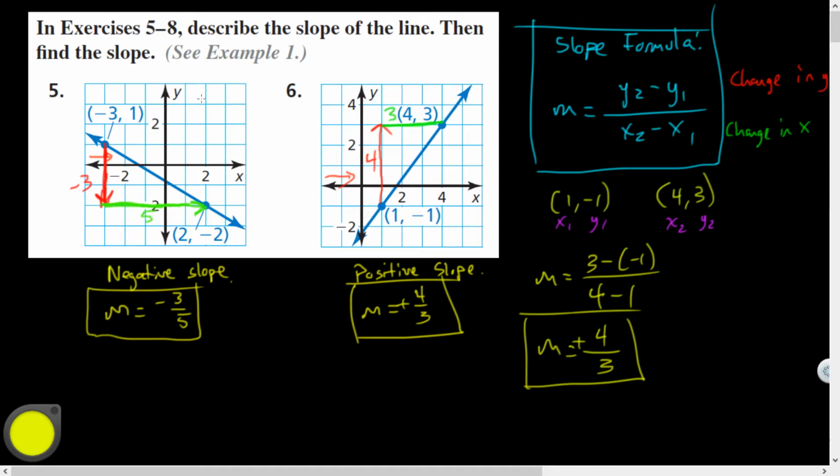Okay, cool. So lots of components. Slope is rise over run. Slope is the change in y over the change in x. Slope is the difference of the y's over the difference of the x's in this formula. Lots of different ways of thinking about slope.